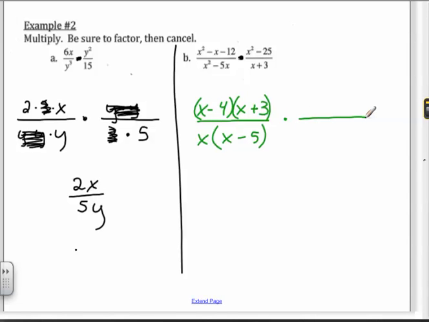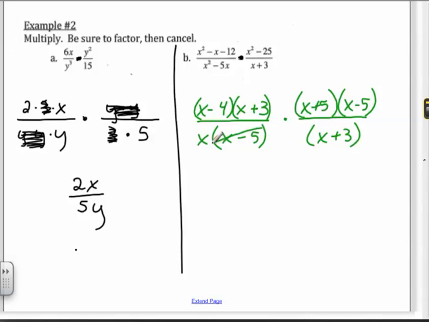And on the second fraction, on the top, there's nothing I can pull out. And there's 2 terms, so it's a difference of 2 squares. So I'm going to get x plus 5 times x minus 5. Okay? On the bottom, there's nothing to pull out. It's 2 terms, but it's not the difference of 2 squares, so it's just x plus 3. Okay? Now I've factored everything. And I'm ready to cancel.